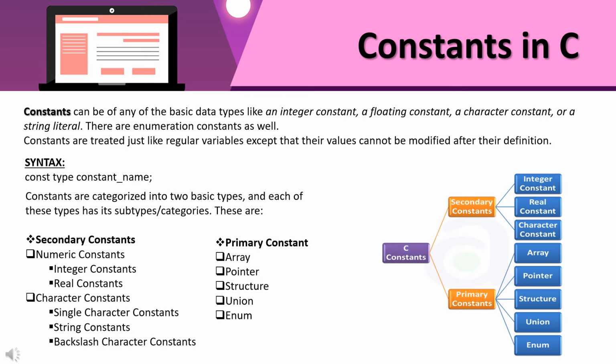Constants are categorized into two basic types, and each of these types has its subtypes or categories. They are primary constant and secondary constant. The primary constants, which are array, pointer, structure, union, enum, we will discuss later. Now we can discuss the secondary constants like numeric constants, which are integer constant and real constant, and also the character constants, which are single character constant, string constant, and backslash constant.